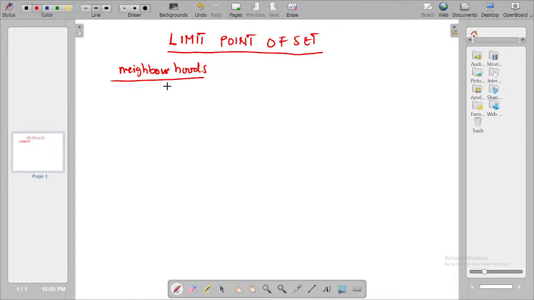Okay, so to start with, what is a limit point? What do we say a limit point is? A limit point is simply called an accumulation point, or cluster point. So if you don't see limit point, we see accumulation point or cluster point.